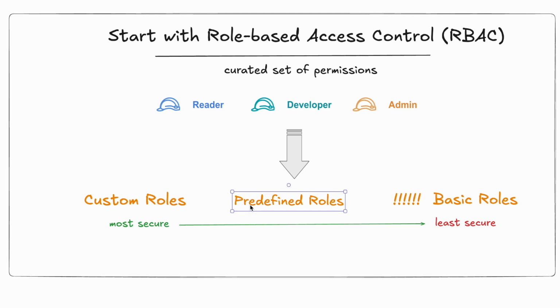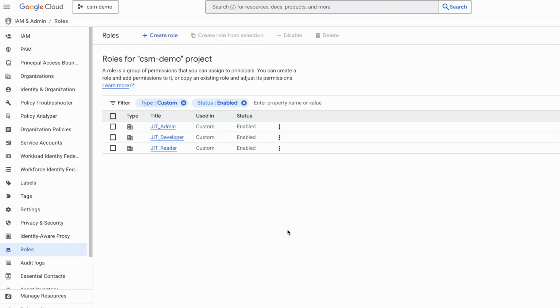Then you have predefined roles, which are managed by Google, and they are curated for specific services and personas. And finally, you have basic roles, like owner or editor or viewer. This is the least secure option because these roles grant too many permissions across all Google Cloud services, and therefore they are in breach of least privilege and they must never be used in production accounts. For this demo, I have created three custom GCP IAM roles: JIT admin, JIT developer, and JIT reader. And we will use these roles as part of our JIT access flow.